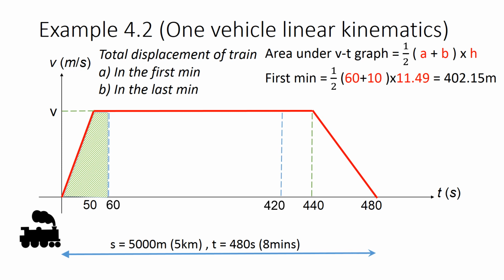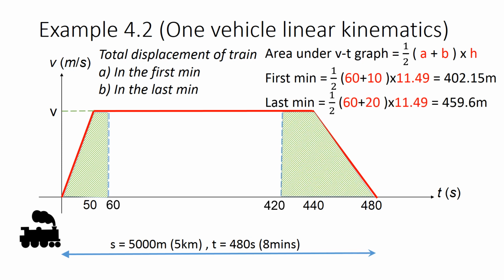So we have half times 60 plus 10 times 11.49, which is equal to 402.15 meters. In the same spirit, for the last minute of travel, we apply the area of a trapezium, and we will find the distance traveled during the last minute of the journey.